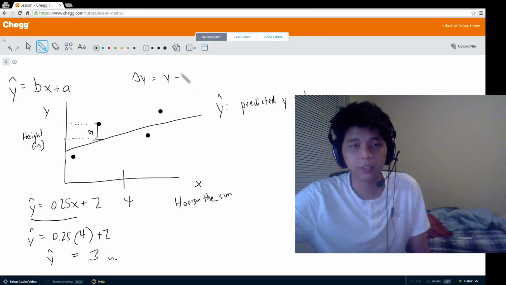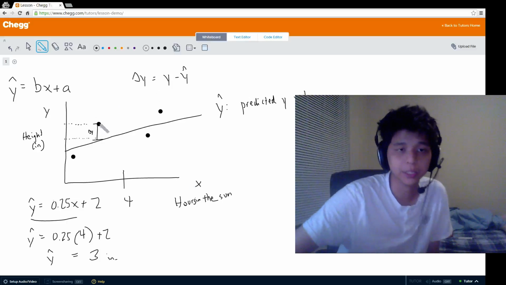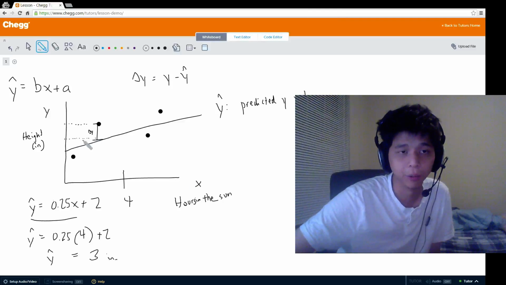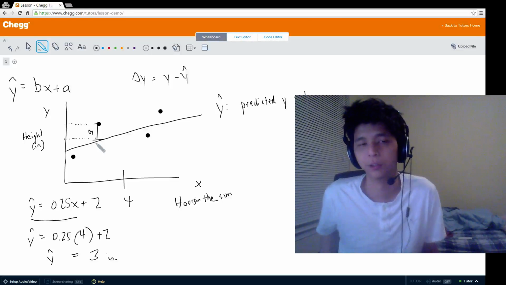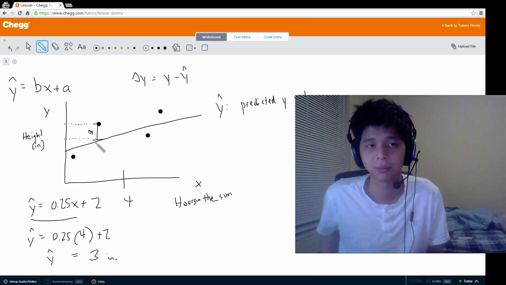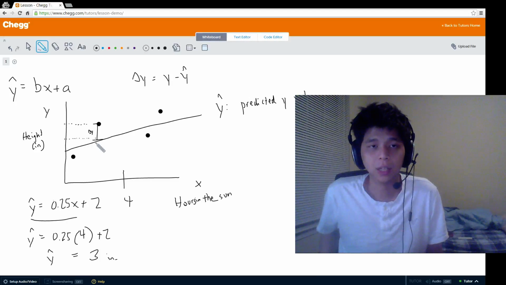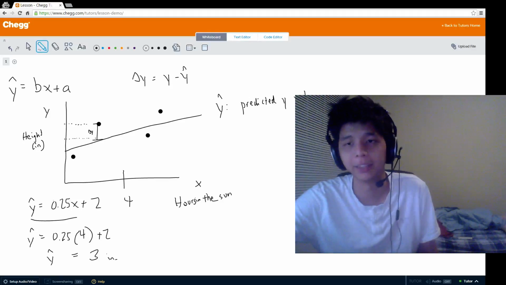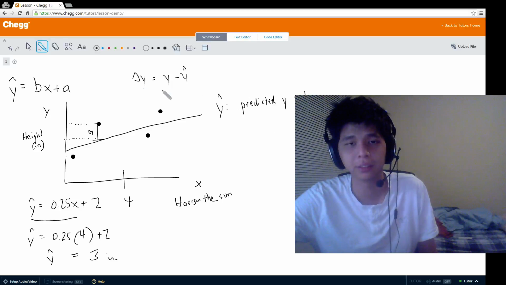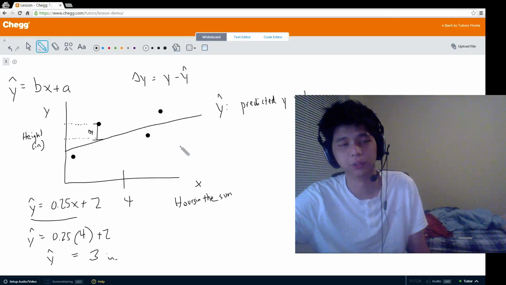So your delta y is equal to your actual y minus your y hat. Because here, this is your actual y, and your y hat is going to be over here. So that's what your regression line predicts based on that x. So you need to know what this y hat is, or how to calculate it, in order to calculate this residual.